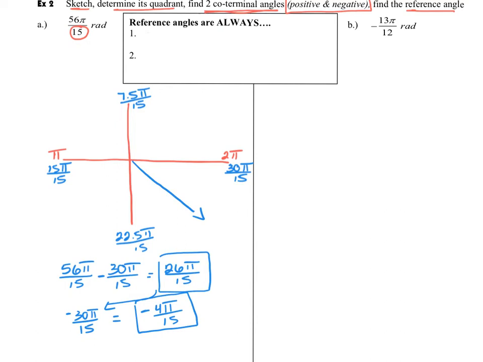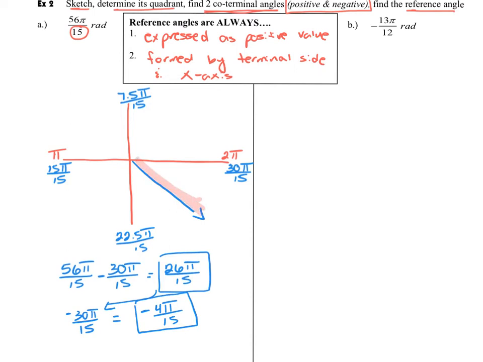Sorry about that. Okay, they're going to be expressed always as a positive number. So they will always be expressed as a positive value, and they will always be formed by the terminal side. Remember from the very first video, that's the rotation, the terminal side, and this is really important, the x-axis. Okay, so if we highlight this, what we're going to see is that our reference angle is formed by this terminal side and the x-axis.